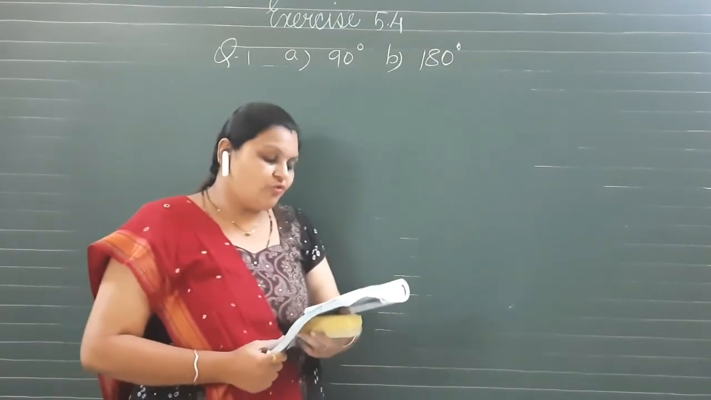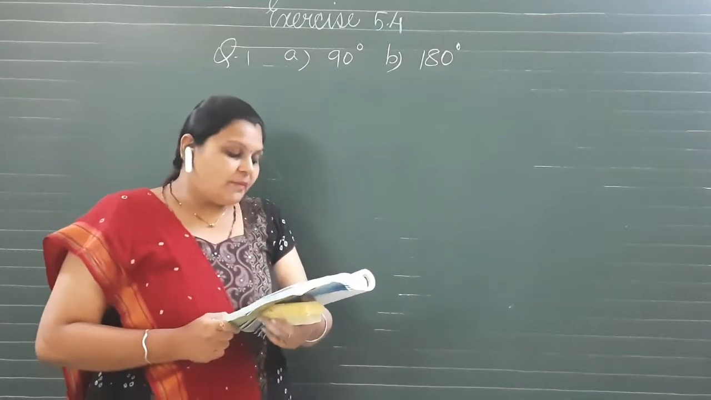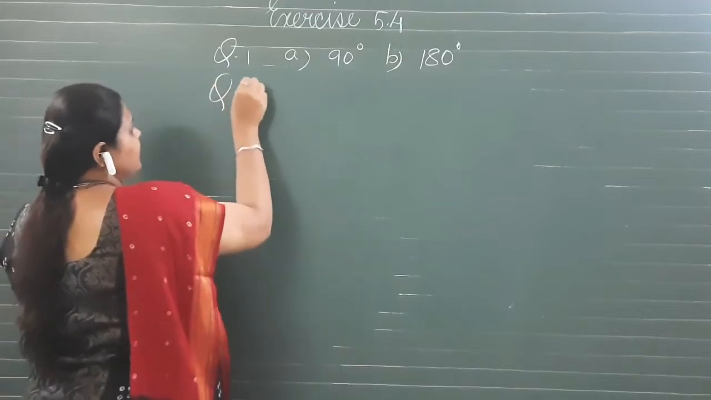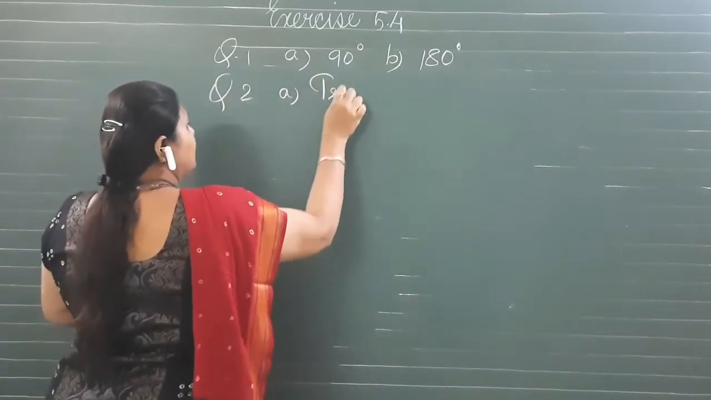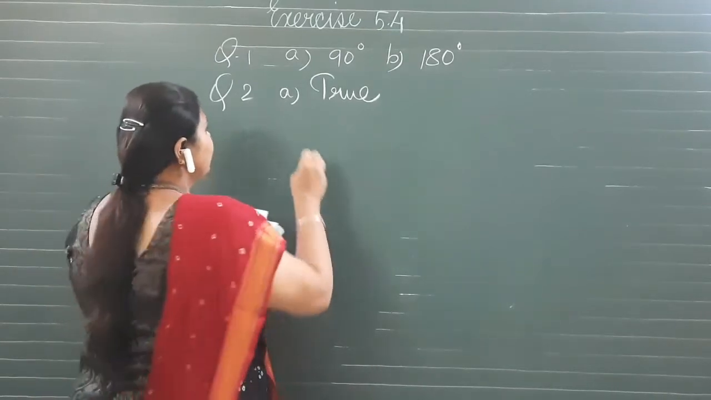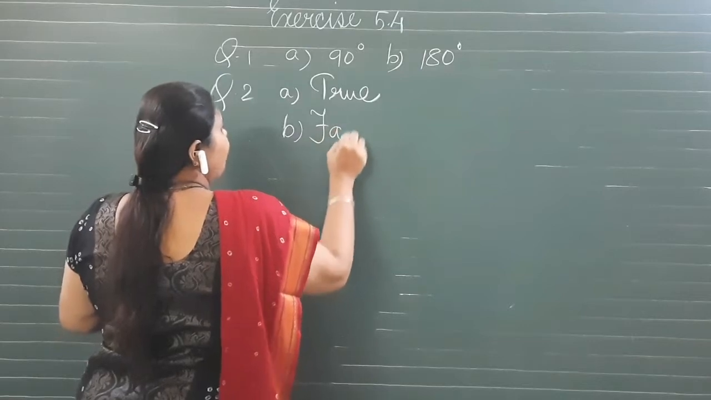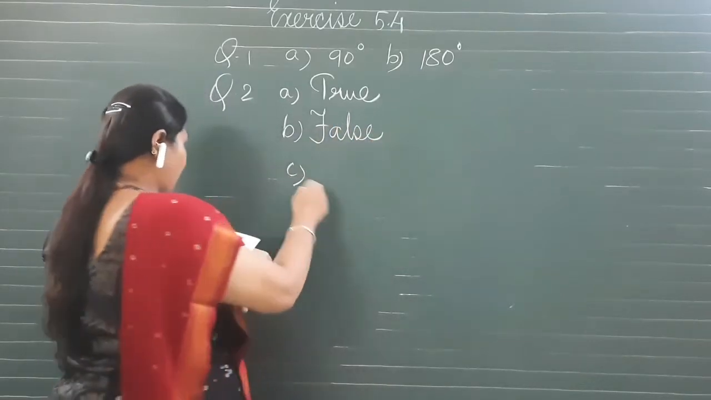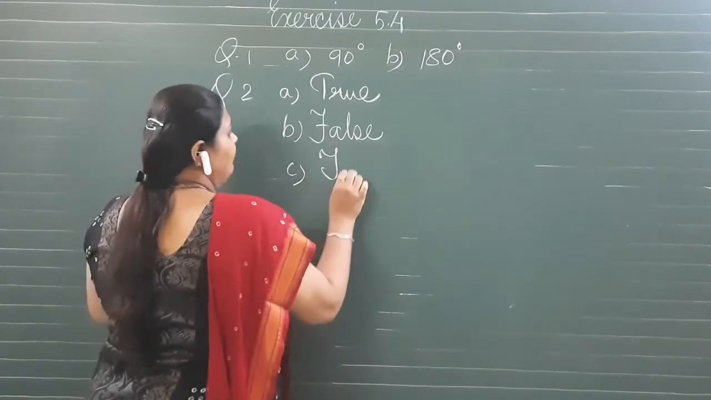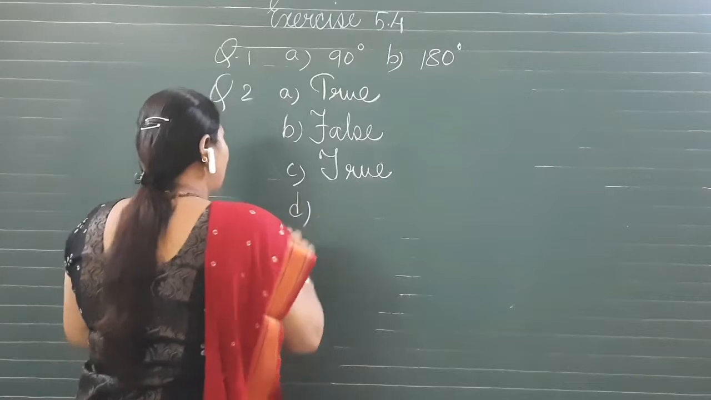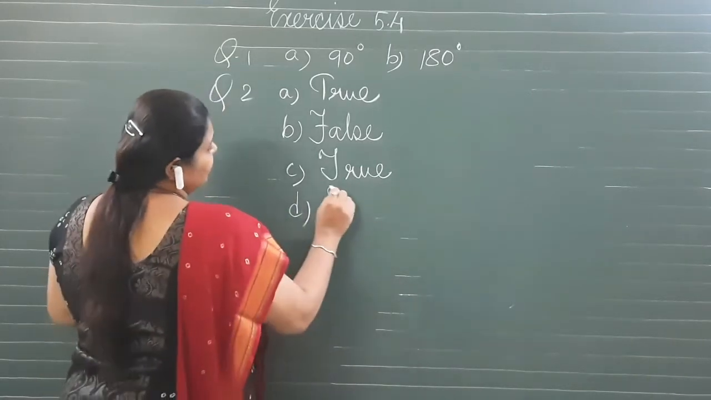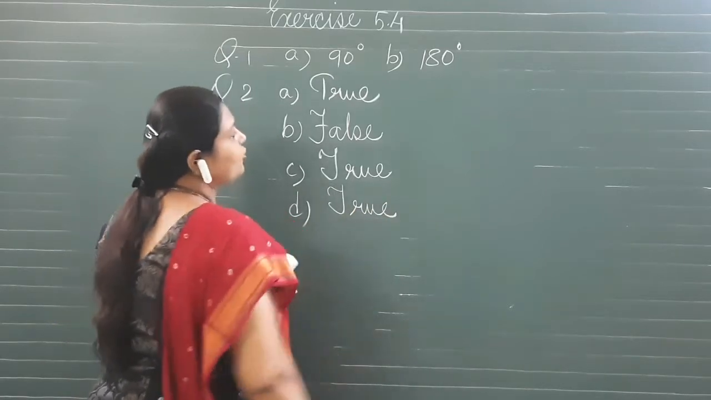Question number 2. Say true or false. First, the measure of an acute angle is less than 90 degree. So this statement is true. Second, the measure of an obtuse angle is less than 90 degree. So this statement is false because it is more than 90 degree. The measure of a reflex angle is greater than 180 degree, which is true. B. The measure of one complete revolution is 360 degree. This statement is also true.